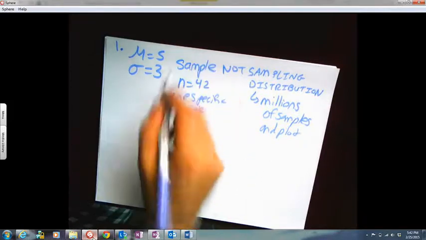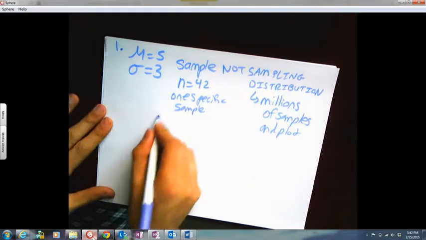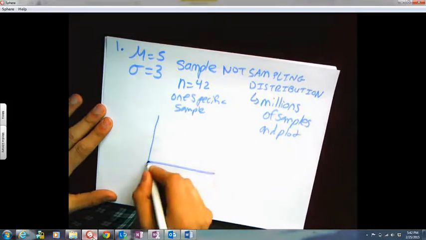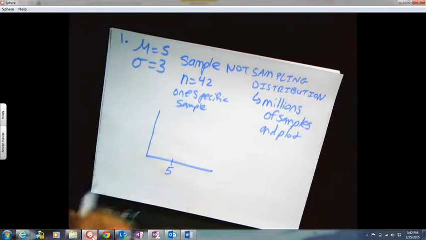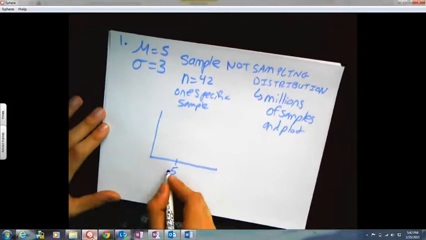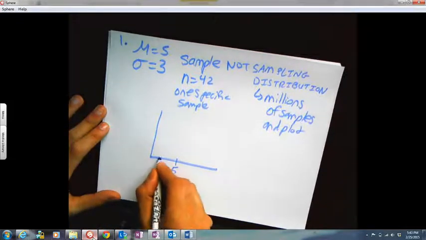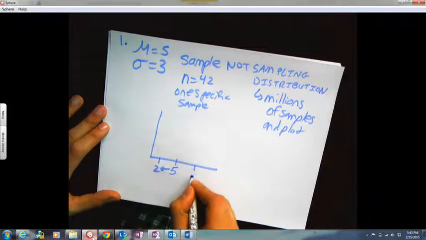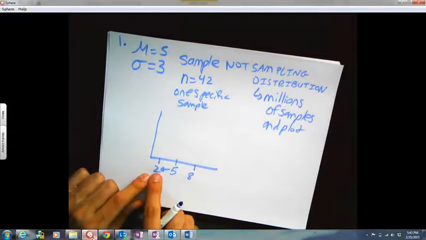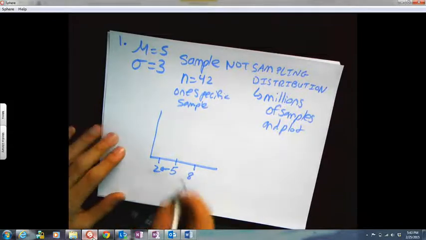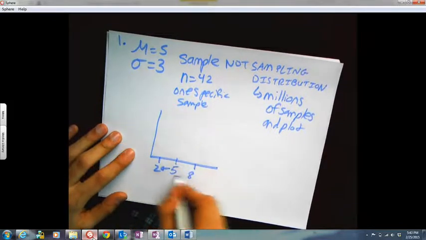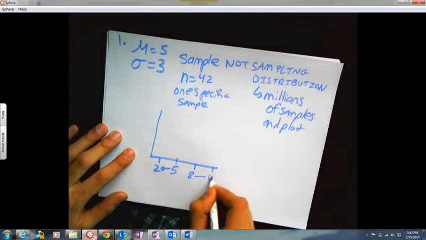So this specific sample, here's the mean of 5. Standard deviation is 3, which means if we go this way, one standard deviation is 2, one standard deviation the other way is 8. Remember, we have 68% of the data within one standard deviation. Then we go another standard deviation, we get to 11. If we go another one, we get to -1.